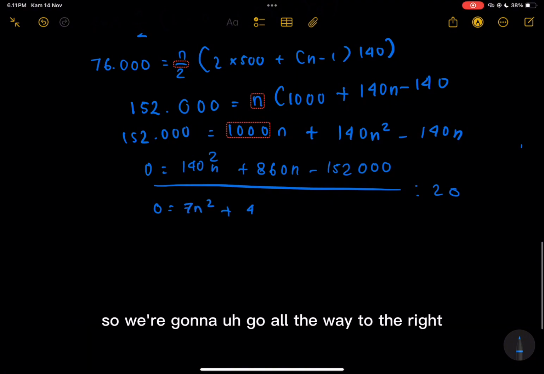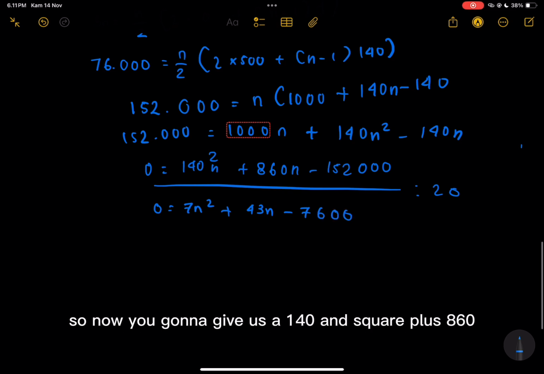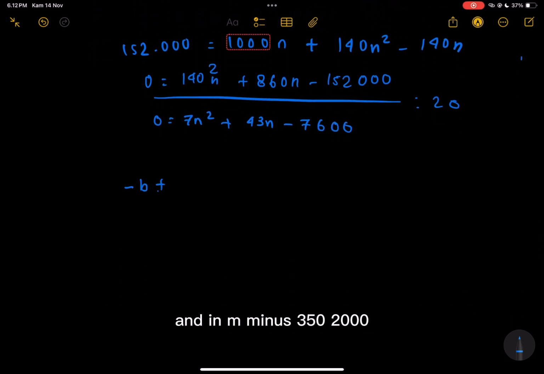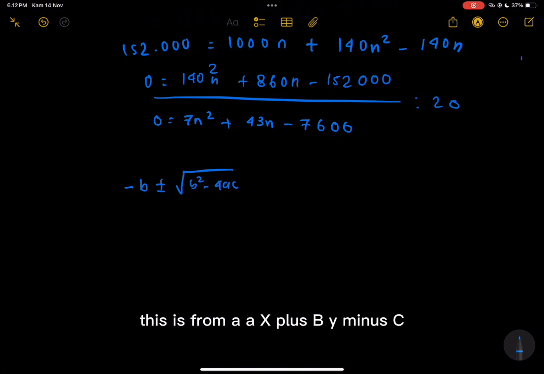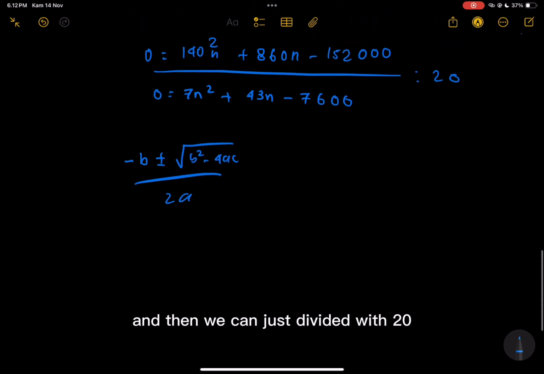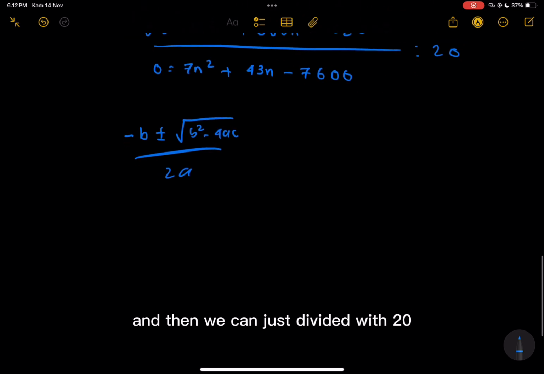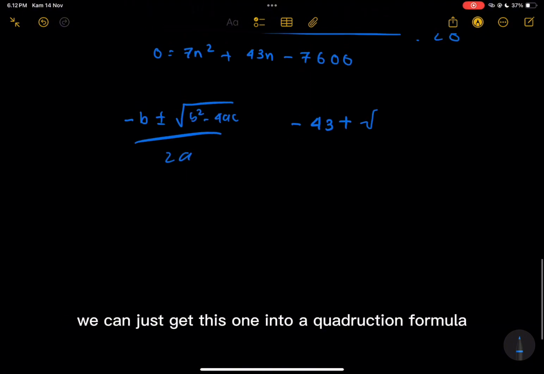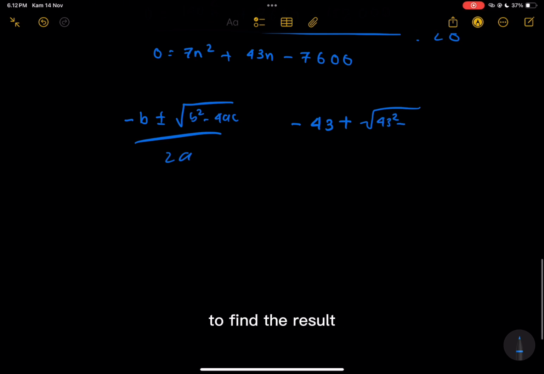So we're gonna go all the way to the right. Now it's gonna give us 140n squared plus 860n minus 152,000. This is from ax squared plus bx minus c, and then we can just divide it by 20 to make it simpler. So 0 equals 7n squared plus 43n minus 7,600. We can just put this into the quadratic formula to find the result.